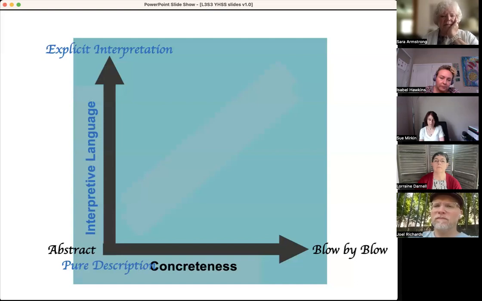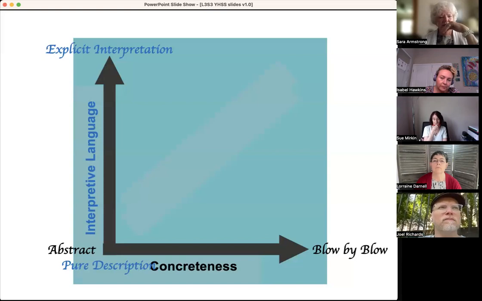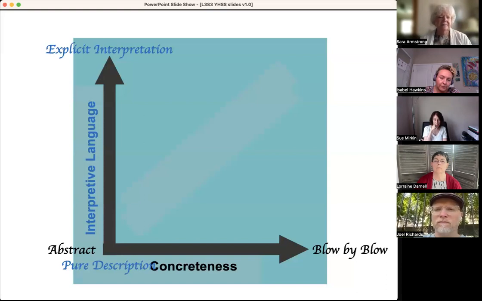If you're not used to reading graphs like this, anywhere you put your finger in this square is a place that has a given level of interpretive language, depending on how high or low it is, and a given level of concreteness, depending on how right or left it is. So you're understanding how I'm setting up this graph, right? Because that's important, because we're going to have a big discovery if you understand that. Are you ready? Hold your breath.